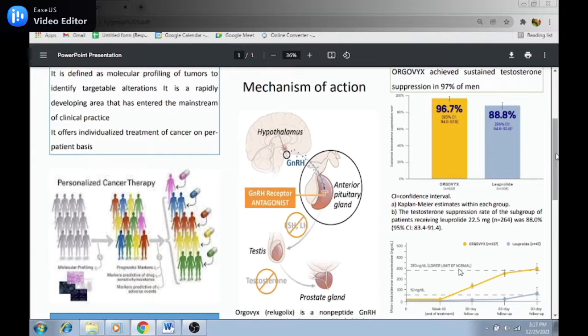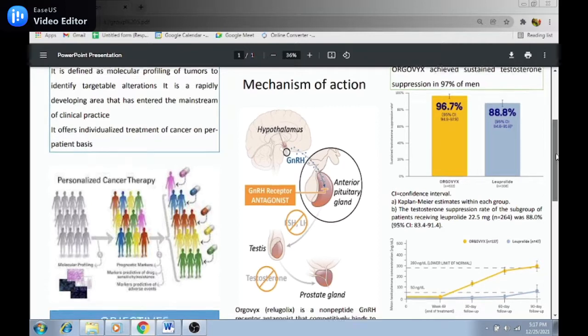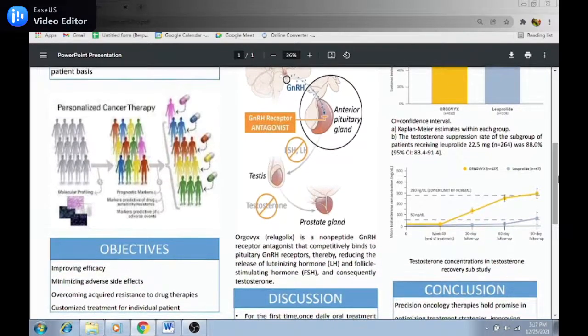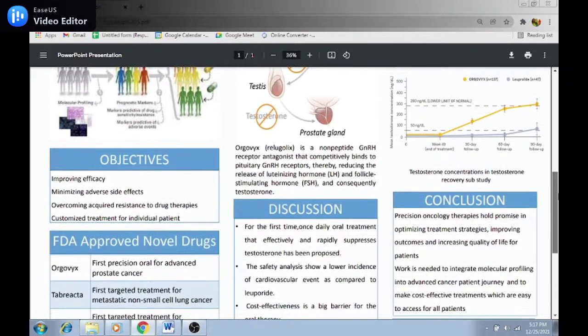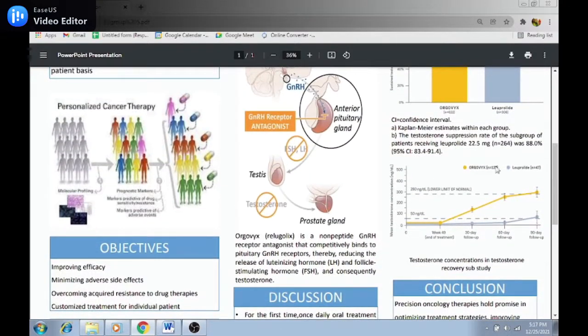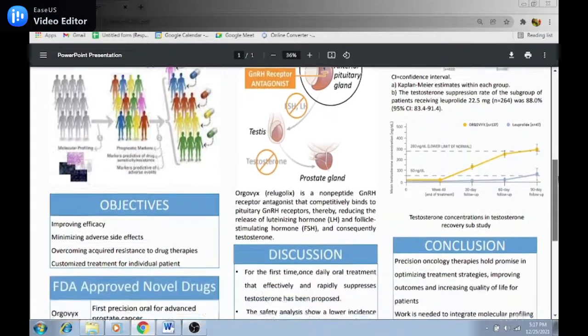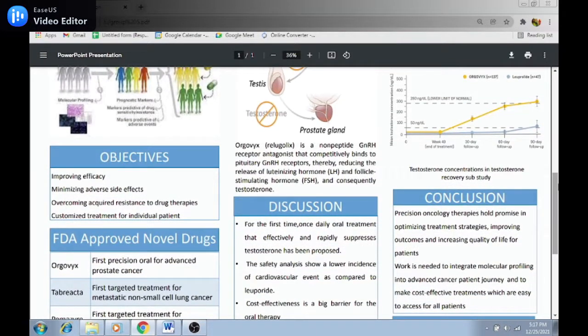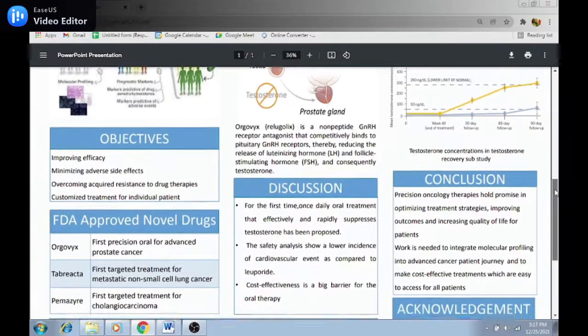As can be seen here, we have a group of patients, and we did a study of molecular profiling and then categorized the patients accordingly, and each group receives a different therapy. So this is personalized therapy according to the patient's need, according to the patient's DNA profiling. Our objectives are to improve efficacy, minimize adverse effects, and overcome acquired resistance to drug therapies, as in the case of conventional therapy. Here we customize the treatment for the patients according to their needs.